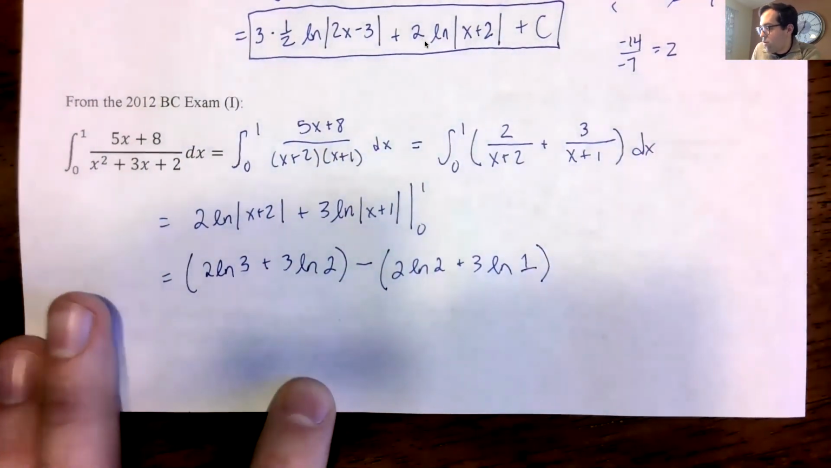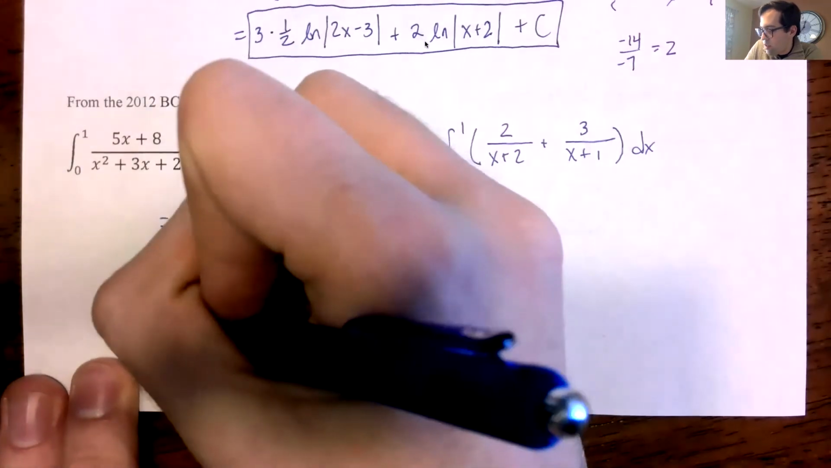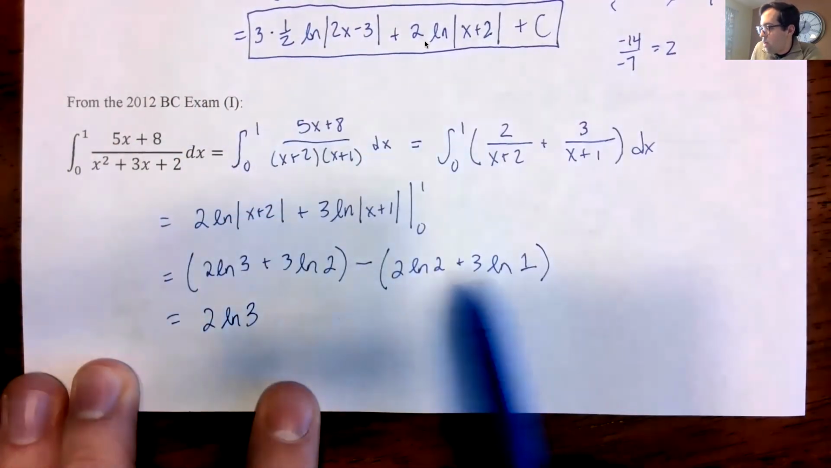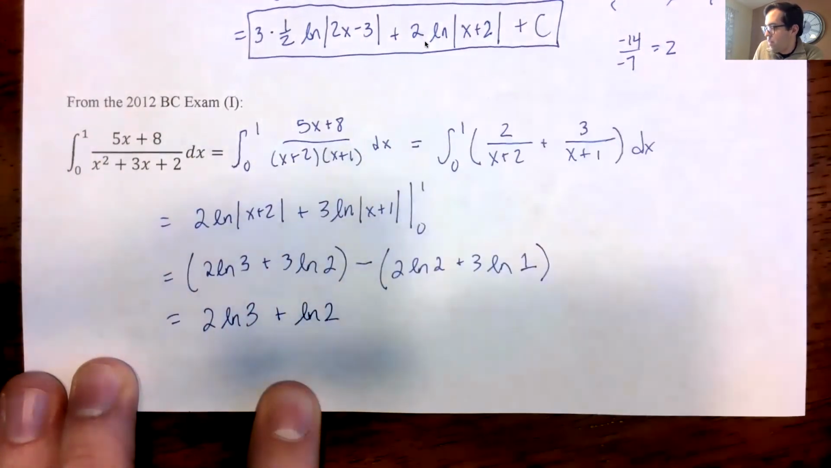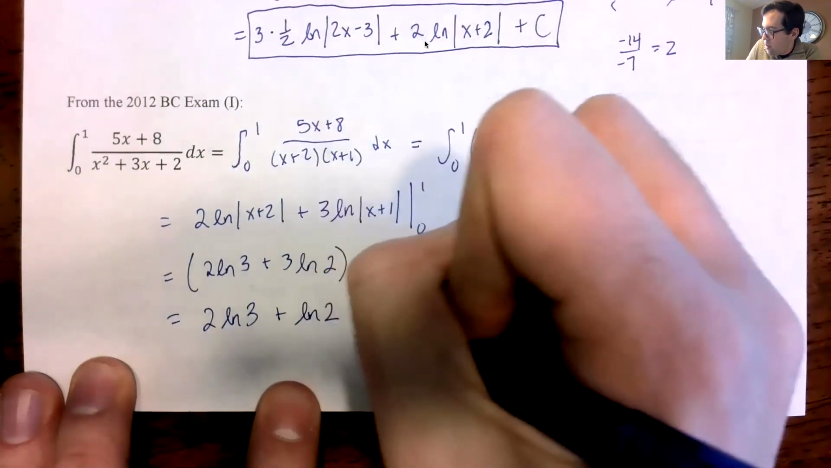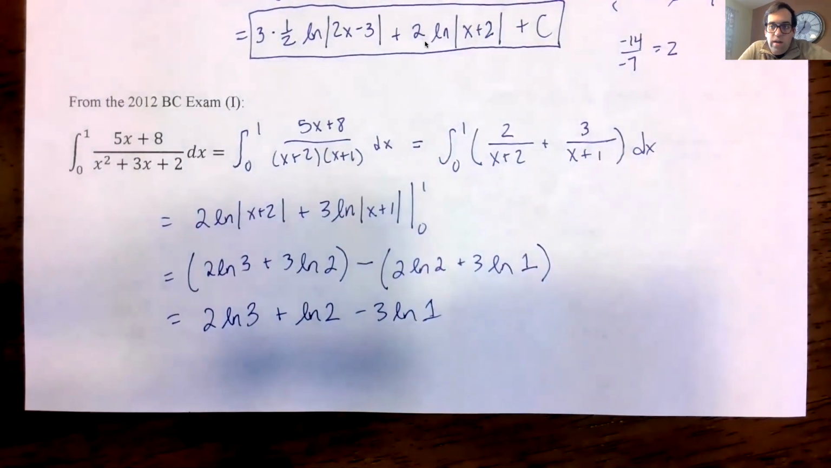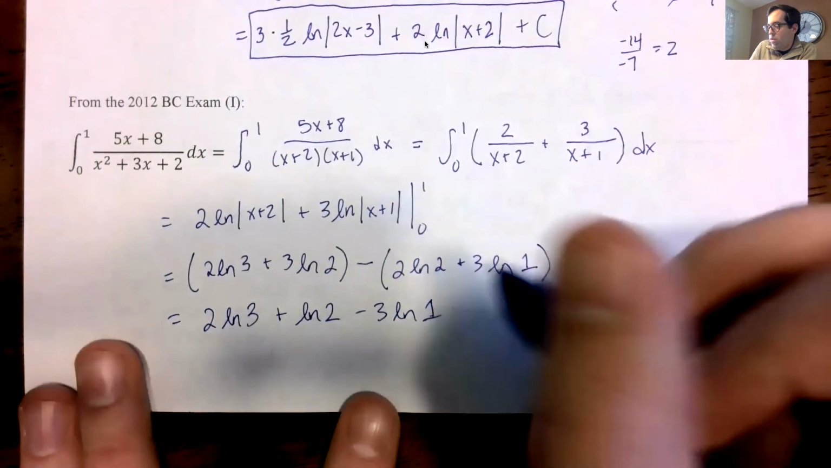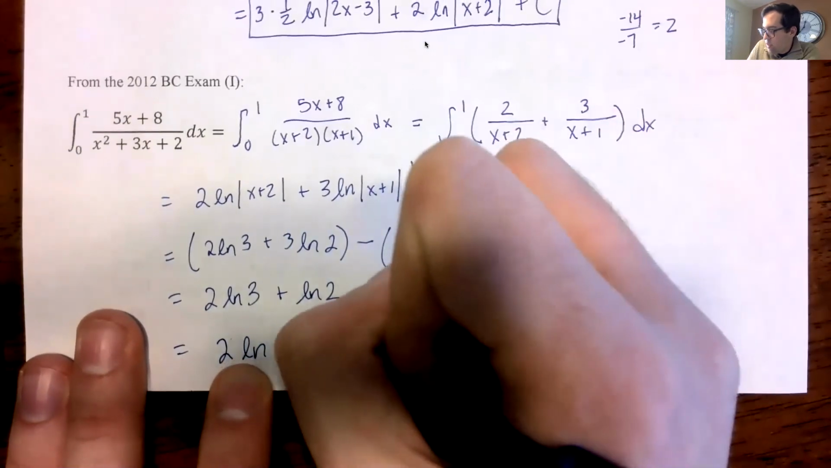All right. So what do we got here? We've got 2 natural log of 3, no more natural log of 3s. And we have 3 natural log of 2 minus 2 natural log of 2. So that's going to just be plus natural log of 2. And then we have minus 3 natural log of 1. And my question to you is, what is the natural log of 1? Natural log of 1 is saying e to what power equals 1. And the answer to that question is 0. So this is really just 3 times 0. So that really just goes away. Our final answer is 2 natural log of 3 plus natural log of 2.